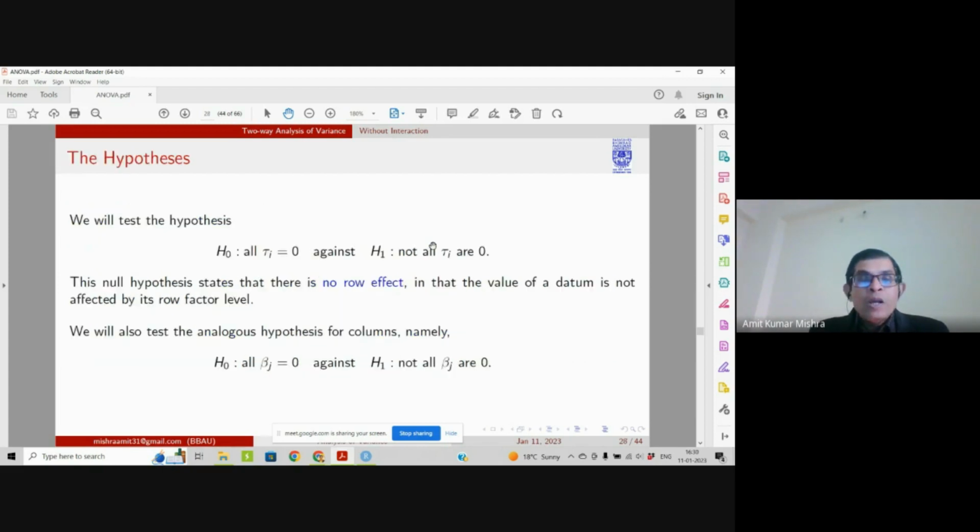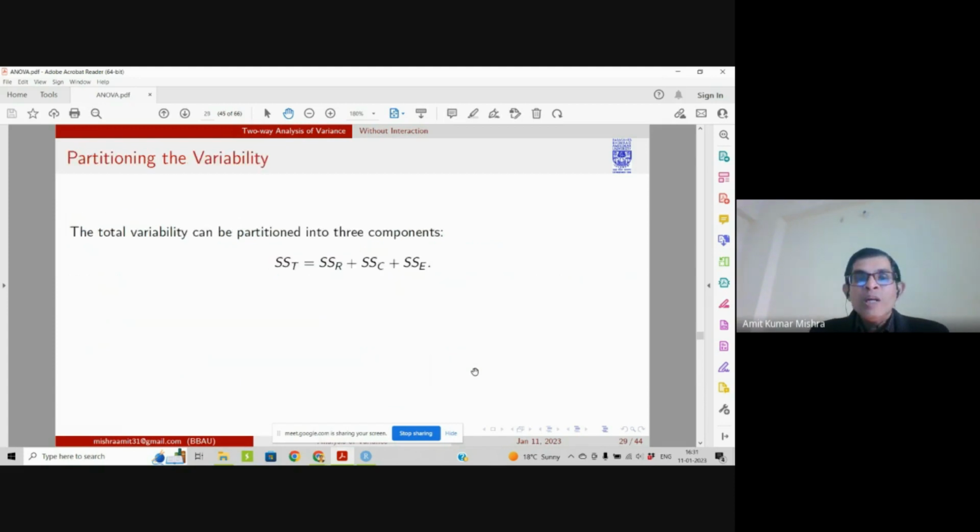Okay. Now, what are the hypotheses? The hypotheses are all tau i's are 0 against not all tau i's are 0. That means in the first you are saying that there is no treatment effect. In the second you are saying that there is some treatment which is affecting. And similarly, I have all beta j's are 0 against not all beta j's are 0. So here we will partition again.